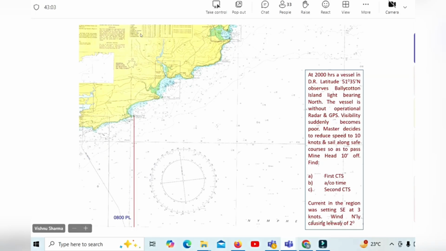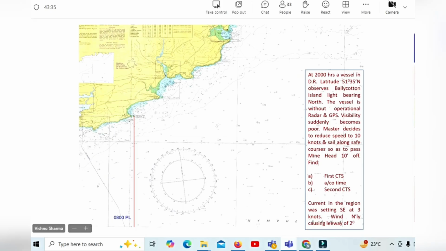Now, what have you done? This is the 2000 hours PL that you know you're south of this Ballycotton Island light. Now, in exams, the PL will be suitable. In real life, I told you, every PL may not be suitable. So don't unnecessarily push yourself on board the ship that I will use single PL navigation. Single PL navigation is subject to the suitability of the PL and, of course, the approval of the master.